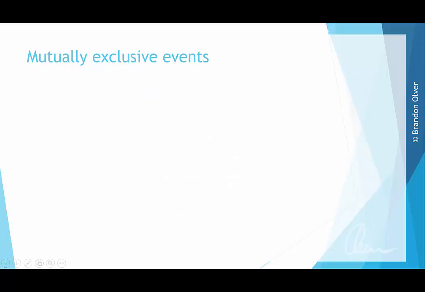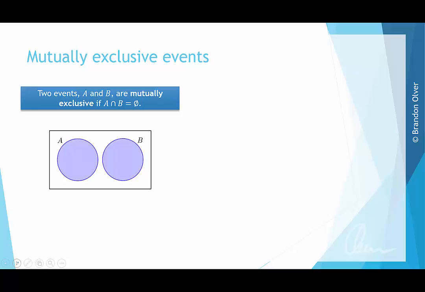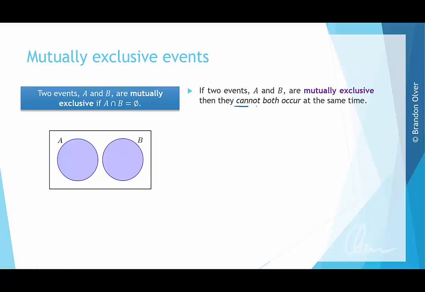So next, we will look at mutually exclusive events. Two events A and B are mutually exclusive if their intersection is equal to the null set. On a Venn diagram, that means there's no overlapping region, which means there's no elements common to A and B. So this means that if two events A and B are mutually exclusive, they cannot both occur at the same time. Mutually exclusive sets are also known as disjoint sets, if you see that come up.